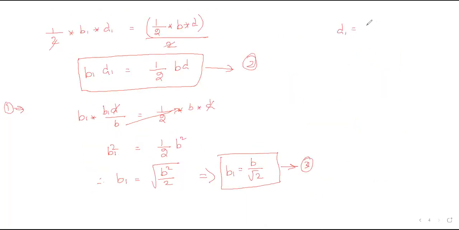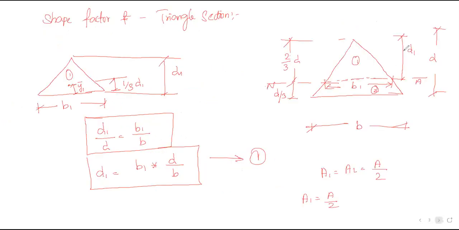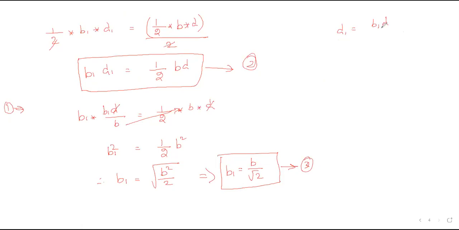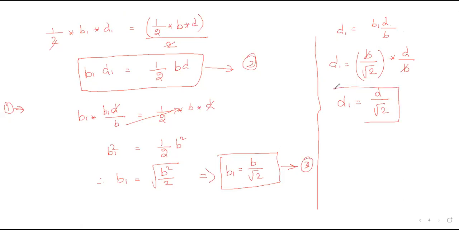D1 is equal to B1 D by B. So substitute the B1 value here. Instead of B1, I am going to substitute root 2 into D by B. So B gets cancelled. So D1 is equal to D by root 2. Okay, so this is equation number 4.